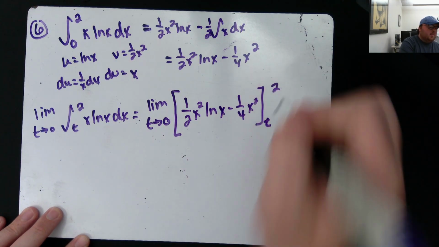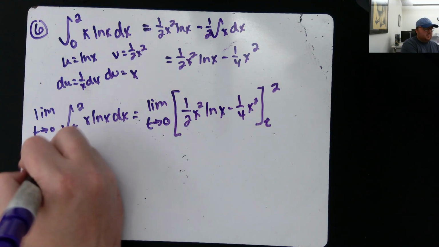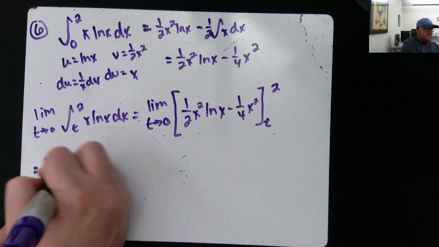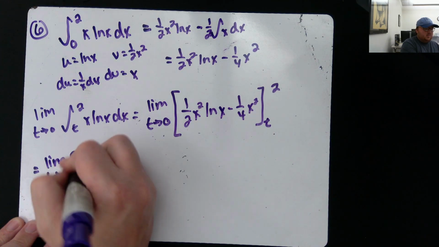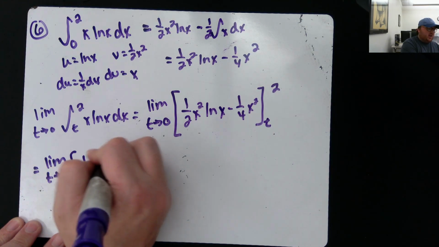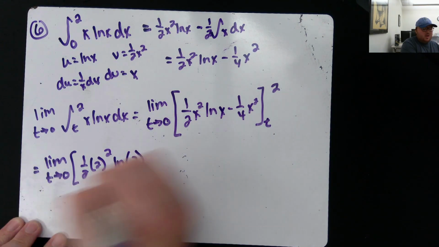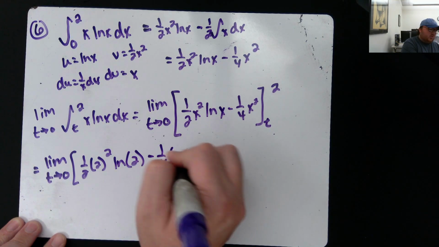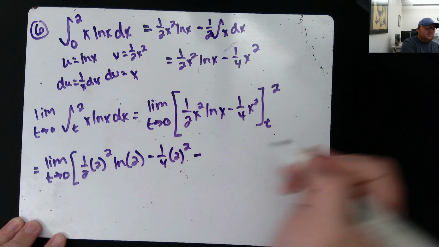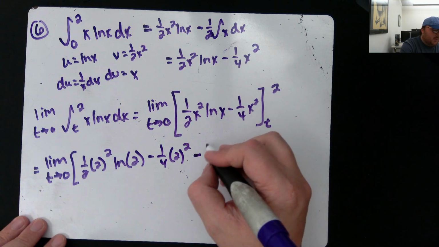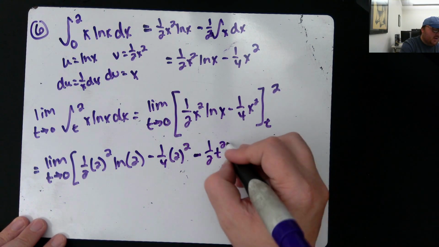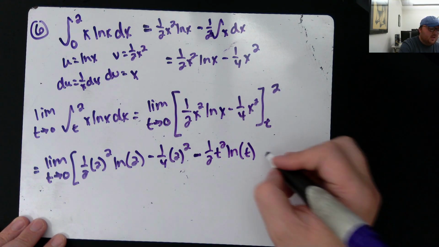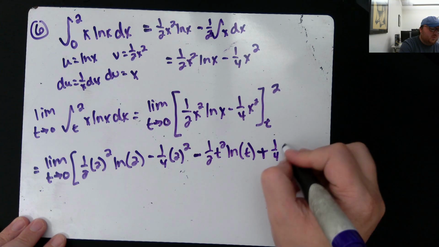Plug in my top bound first. T to 2 gives me 1/2 times 2 squared times the natural log of 2 minus 1/4 times 2 squared, and then minus plug in a t. So that's going to be 1/2 t squared natural log of t, minus, makes it plus 1/4 t squared.